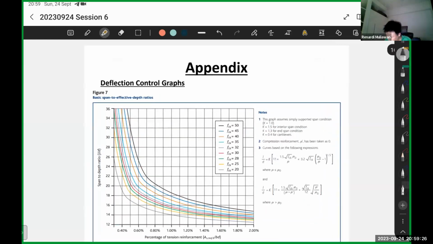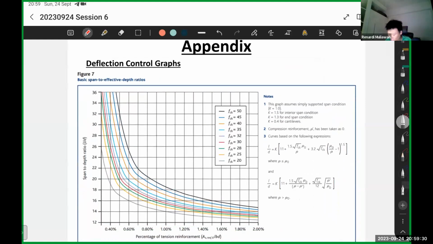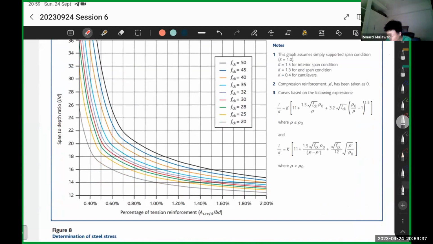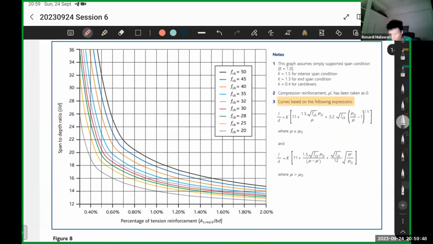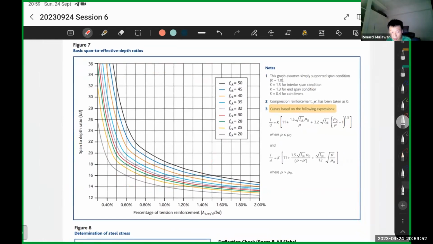Okay, sorry. Here's the appendix. I just want you to know that we have some graphs. It's for deflection control, but if you read here, the curves are based on the following expressions. So these are the formulas that we just used just now. If you don't like to use a formula, you can actually use the graph, but it might be a little bit confusing. So I still prefer to do the formula.